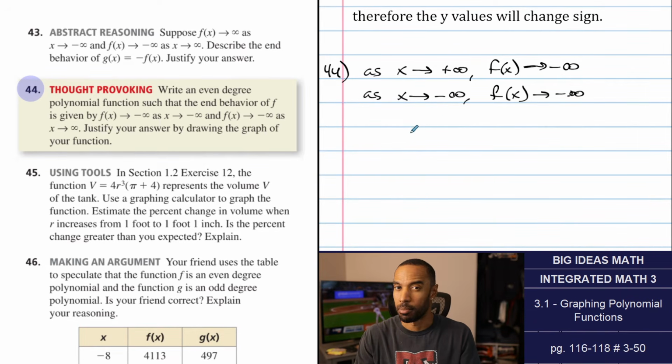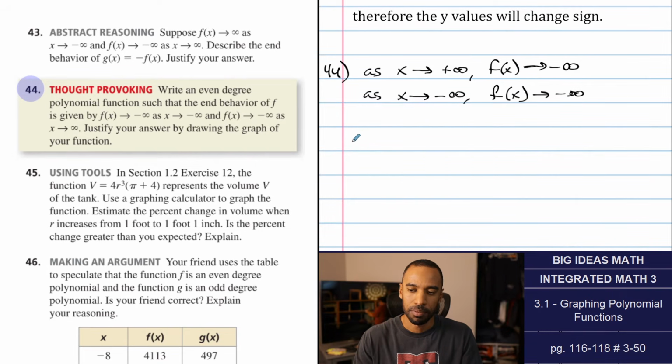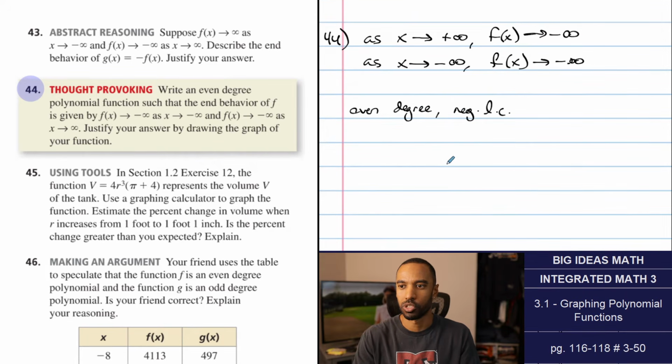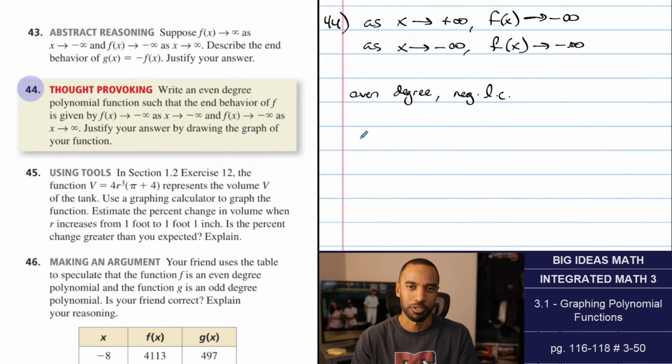Well, I'm not going to use tables. Well, I think I have to use tables. So, all right. Even degree function with such end behavior. What we need is even degree. I can do a quadratic, I don't have to do a quartic. So even degree, and what do I need here? I need a negative leading coefficient. I'm going to do just a quadratic, that way I don't have to use a table.